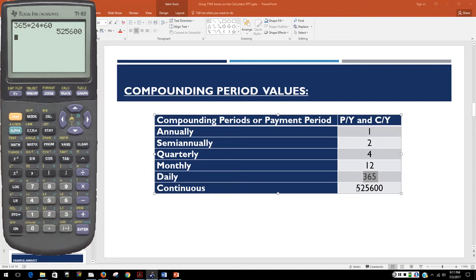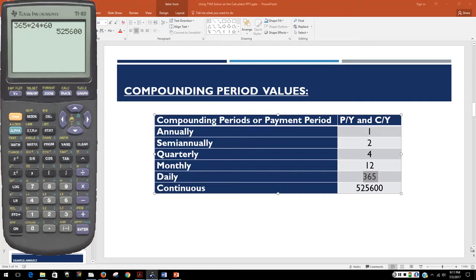And the number that we would use for continuous compounding then is 525,600, and that will allow you to solve problems 5 and 6 in lesson 2 that we didn't get to finish on the first step of this unit.